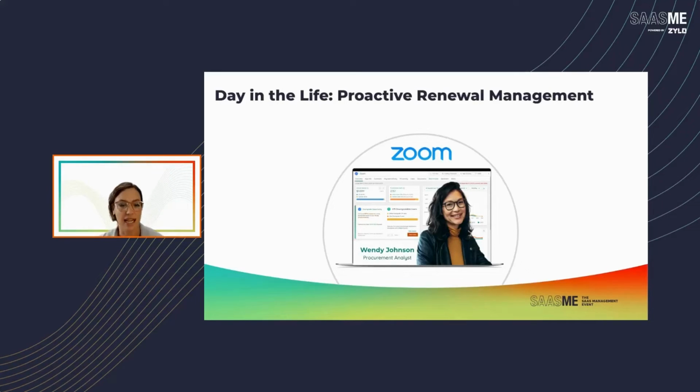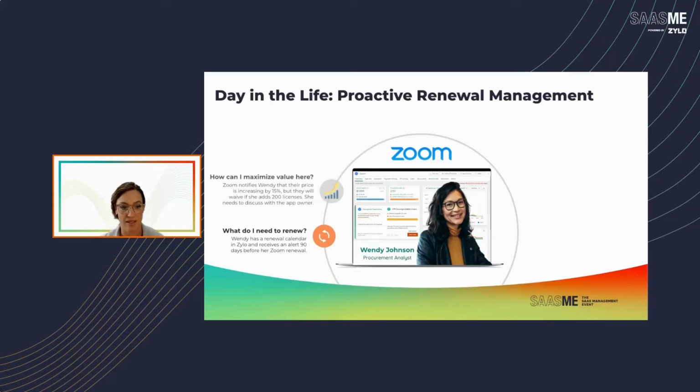We'll use the exact same example of Zoom here. So Wendy, same question. She needs to know what she renews. Rather than referencing a manual spreadsheet, Wendy has a renewal calendar that she's built in Zylo, specifically around the apps that she owns, and she gets alerts for any renewals coming up, Zoom being one of them. So she's prepared 90 days in advance.